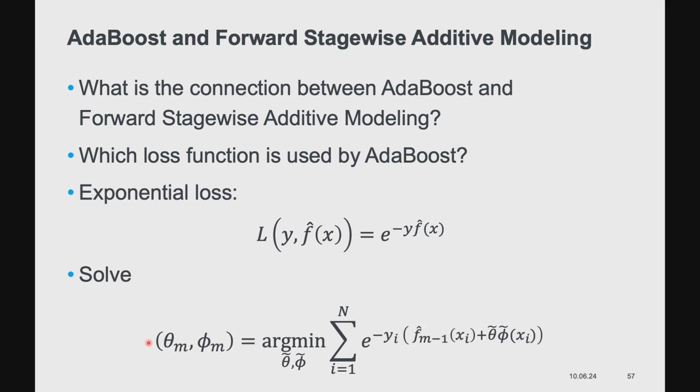Now, what we want is, we want those parameterizations, the weights and the parameters of our base function, that minimize this exponential loss. And the exponential loss is just like this one here, but because we now set in our specific model composed of everything we have done up to the point m-1, plus our new additional parameters. That's why it looks like the term here. And of course for all the data points from 1 to n.